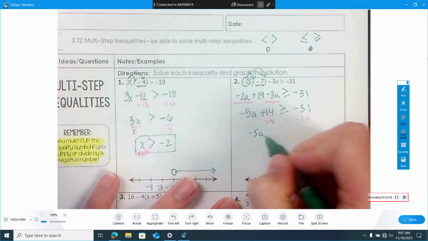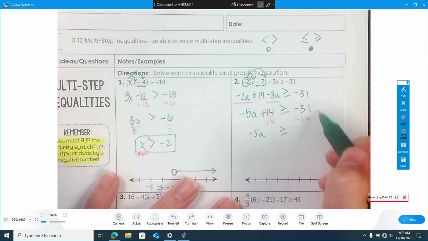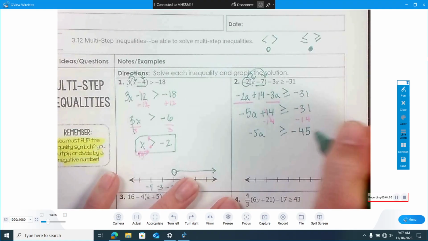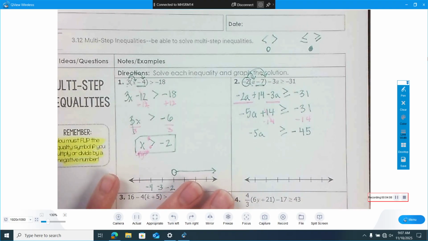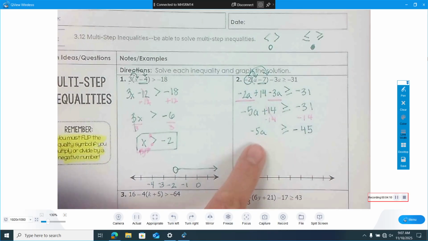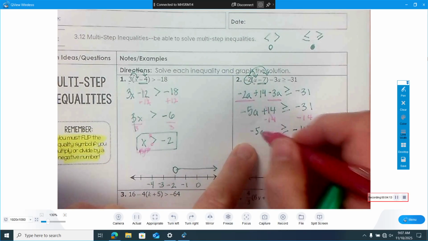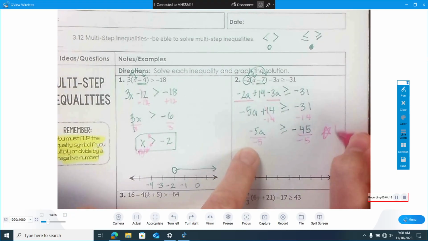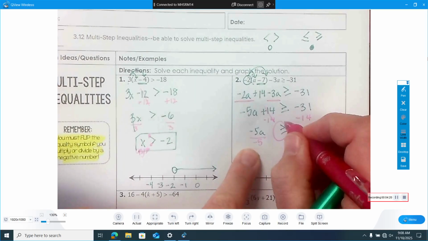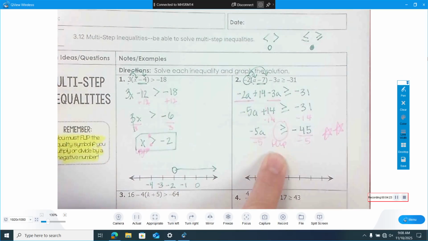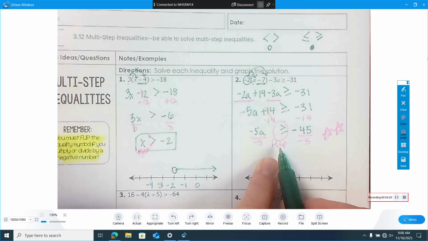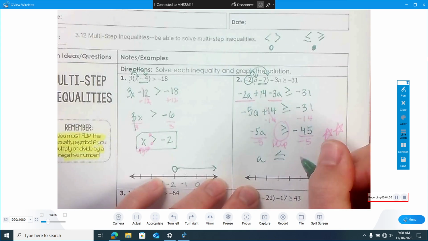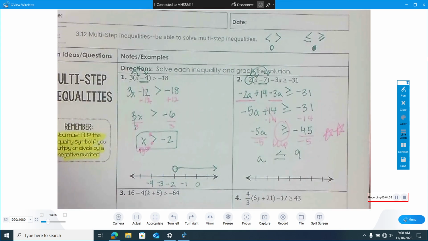We're going to subtract 14 from both sides. I get a negative 5a is greater than or equal to. We got a whole lot of negatives here. How many negatives do we have? Negative 45. A whole lot of negative things there. All right, great. And then we want to get a all by itself. So what should we do? Divide by negative 5. Now we're dividing by a negative number. What do we need to do? Flip the symbol. So again, give yourself a little reminder that you need to flip that symbol. And so we get a is less than or equal to positive 9.